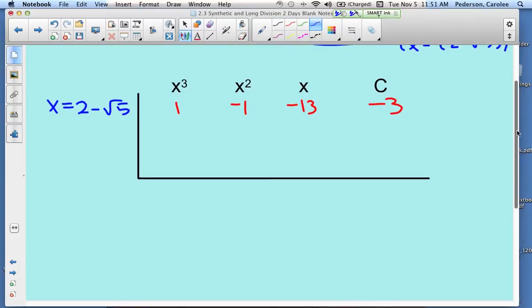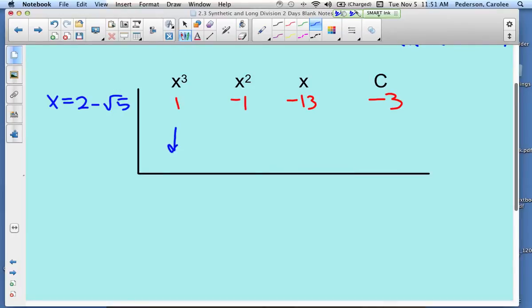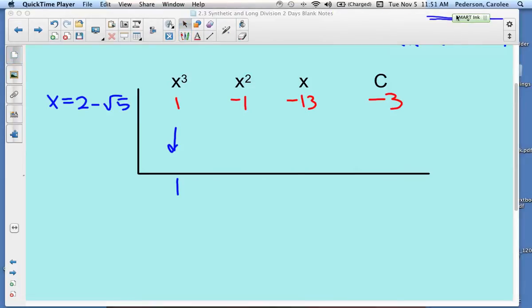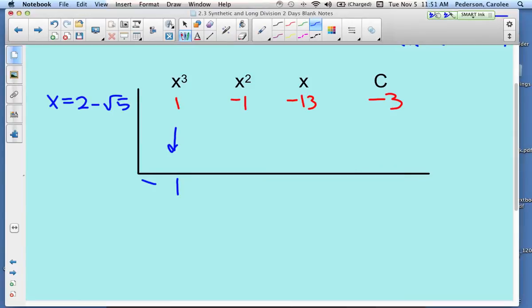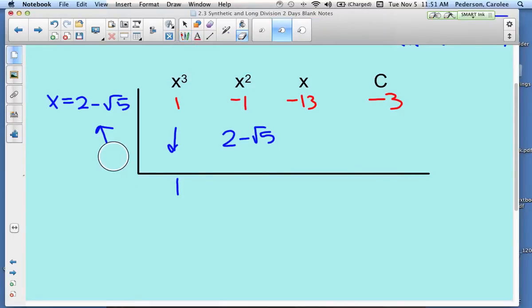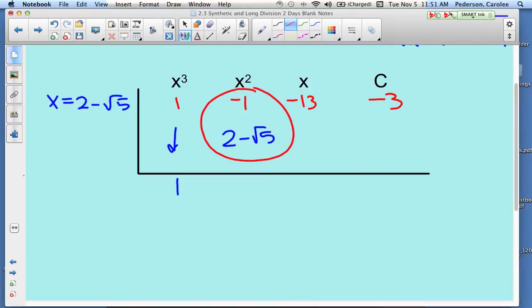So we bring down the first term of 1. We multiply, and here's where you may want to use some scratch paper to help you with multiplying and adding, because some students make mistakes when they multiply. So we're going to multiply 1 times 2 minus the square root of 5, which is 2 minus the square root of 5. Then we add this column. So we're going to add negative 1, 2 minus the square root of 5.